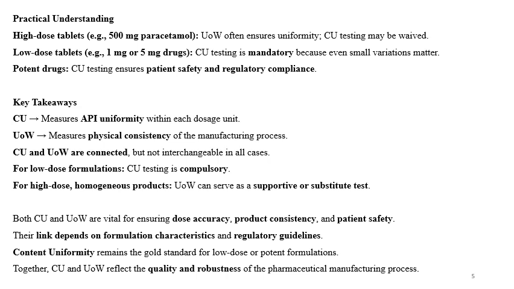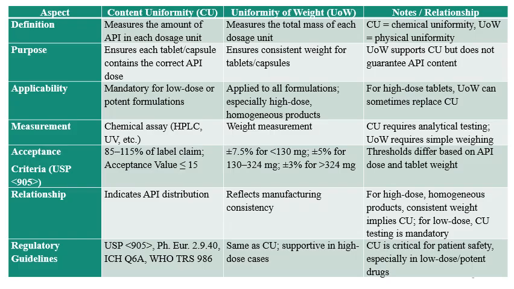Key takeaways: CU measures API uniformity in each unit, while UOW measures the physical consistency of the manufacturing process. CU and UOW are connected but not interchangeable in all cases. For low dose formulations, CU is mandatory. For high dose homogeneous formulations, UOW can serve as a supportive and substitutive test. Both CU and UOW are critical for ensuring dose accuracy, product consistency and product safety. It depends on the formulation whether you go for uniformity of weight or not, but as per my experience, perform CU for all products for scale-ups and EBs.